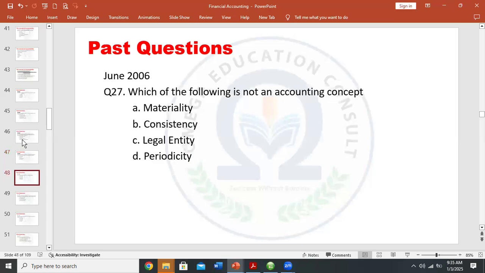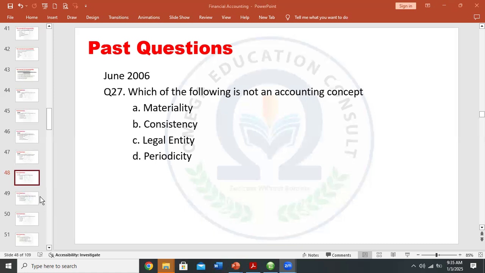Okay, the next one. So you have 3 out of 4 now, still doing great. The next one, read it and choose your correct answer. Which of the following is not an accounting concept? A. Materiality. B. Consistency. C. Legal entity. D. Periodicity.